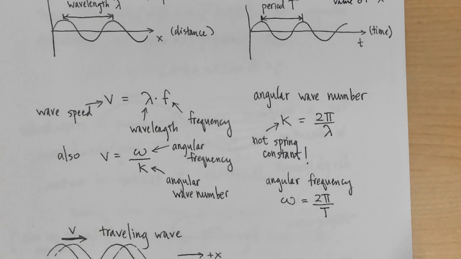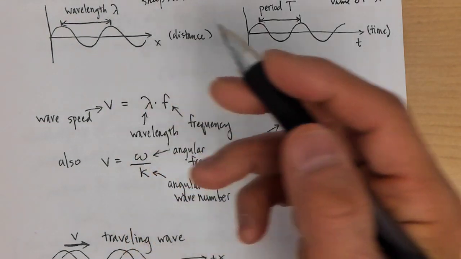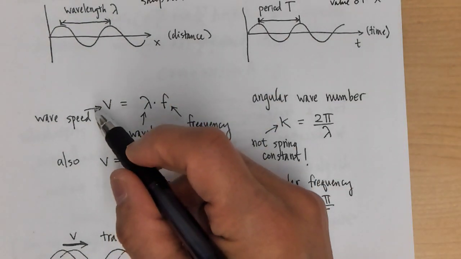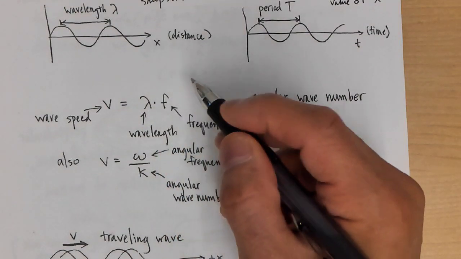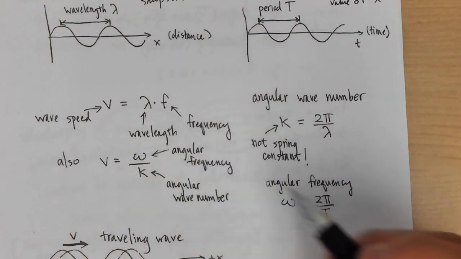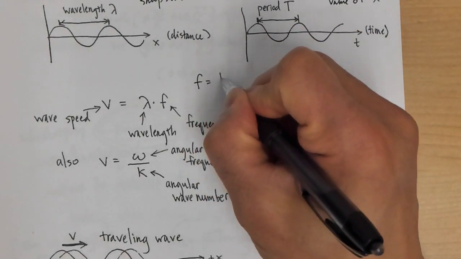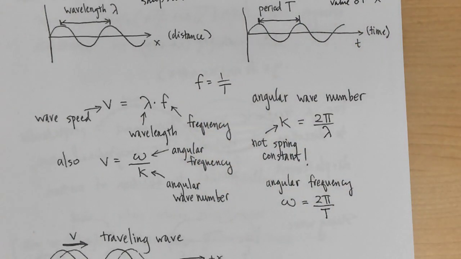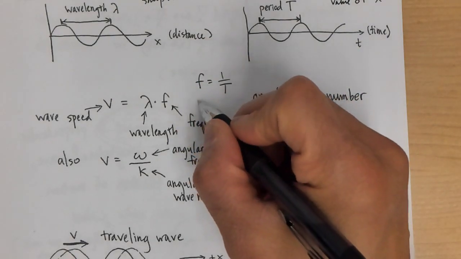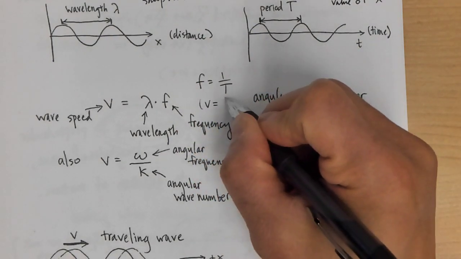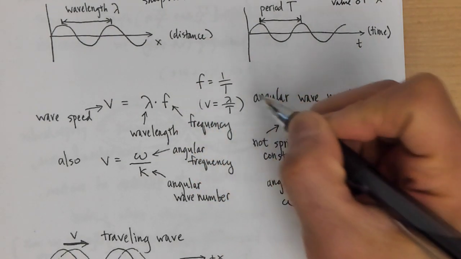Okay, so now we can talk about the speed of the wave. We're talking about traveling waves. The speed of the wave, v, is equal to the wavelength lambda times the frequency. Now, we also know that the frequency is 1 over the period. So we can write, therefore, that the wave speed is also the wavelength over the period.